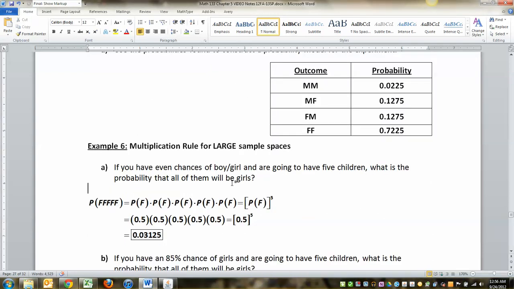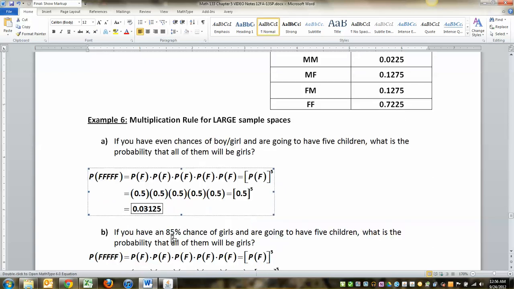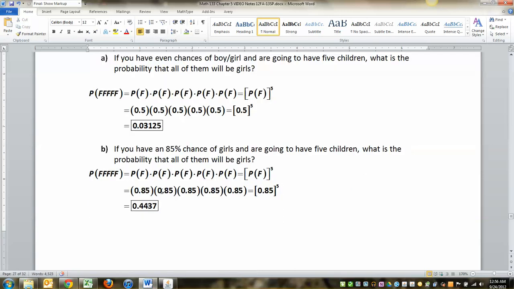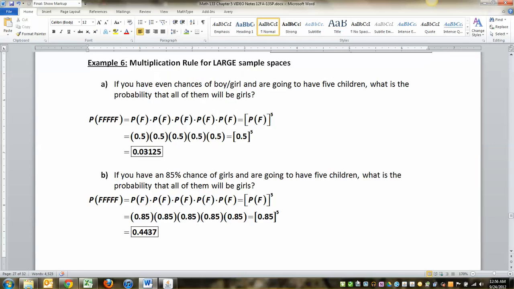All right, what about a really large sample space? If you're having 5 kids, that'd be 2 times 2 times 2, 5 times, is 32. Nobody wants to make a tree diagram with 32 branches, right? But you don't have to. The multiplication rule means you can just multiply 0.5 times 0.5, 5 times, and that'll get you 0.03125, if they were equally likely. If they're not equally likely, like the 85%, you just multiply 85, 85, 85, 5 times. No tree diagrams needed. You can just figure out the answer from that using the multiplication rule. Awesome, huh? That multiplication rule really helps out for big sample spaces like this.